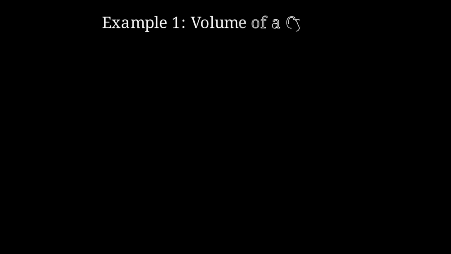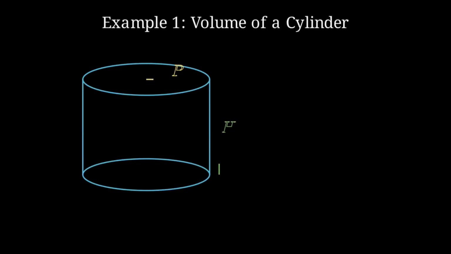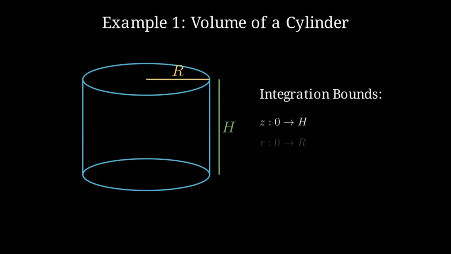Let's find the volume of a standard cylinder. We set our height z from 0 to h, our radius r from 0 to the constant R, and our angle theta from 0 to 2 pi to cover the full circle.